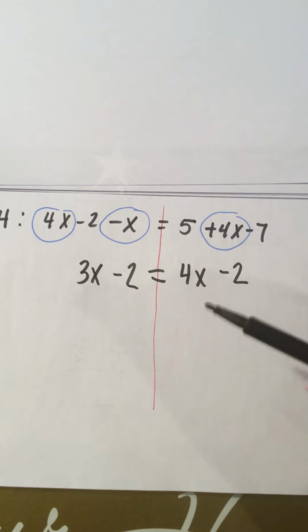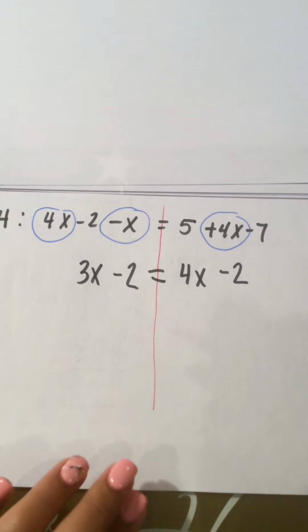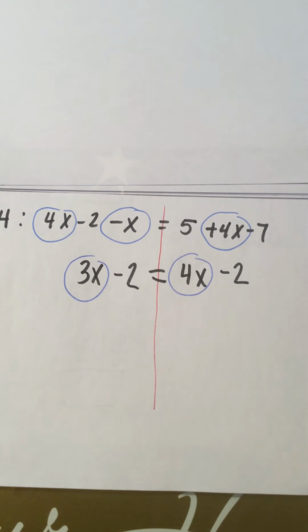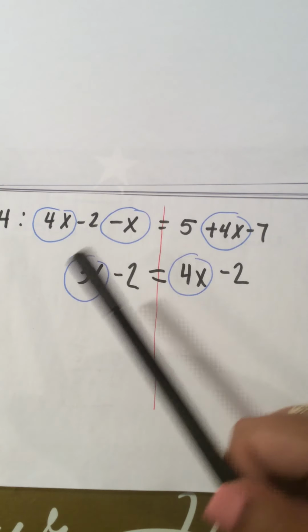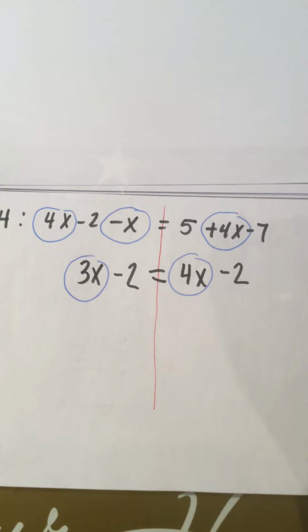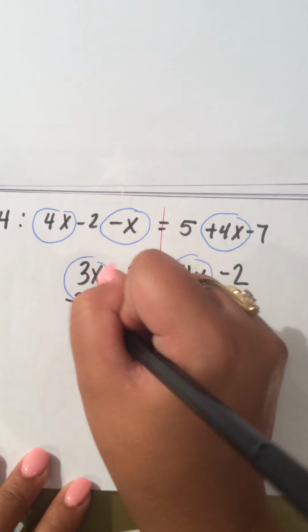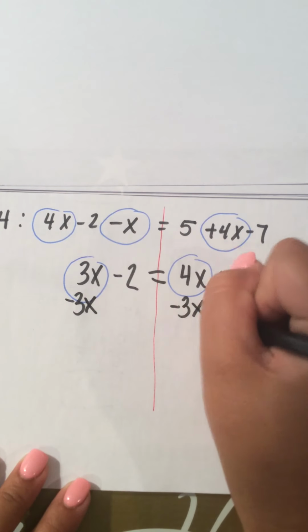Now again, we're at this point where we can move anything and you will get the same answers, just your work will look a little different. But before I move anything, I'm going to circle my variables just so I can visually see them because they've changed. The left-hand side had 2, now there's only 1. So if 3x minus 2 equals 4x minus 2, I'm going to move this 3x.